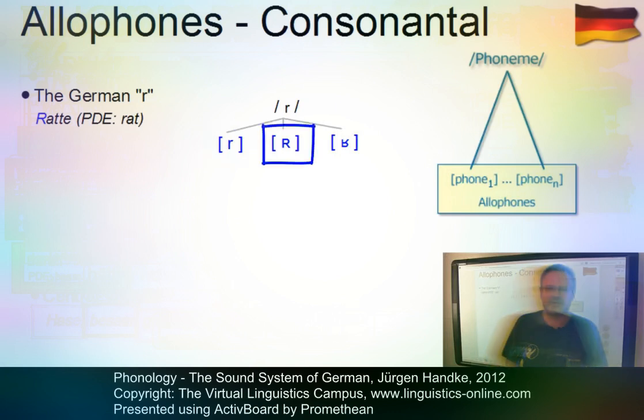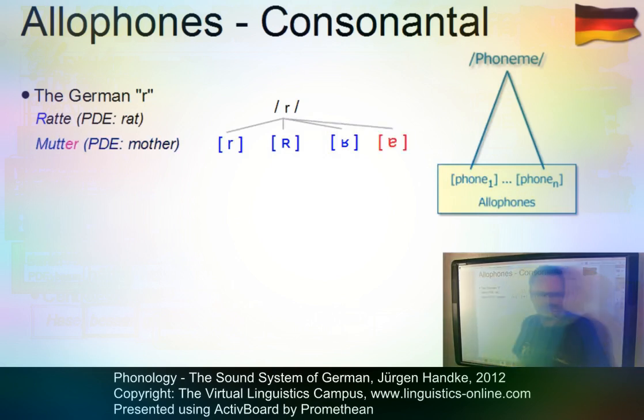The uvular trill, Ratte, can be used as a free variant of the voiced uvular fricative Ratte. Some people even make it more front, replacing it by a voiced velar fricative Ratte. In syllable final position, the orthographical R is often realized as a low central vowel, as in Mutter. So we don't say Mutter, but Mutter.